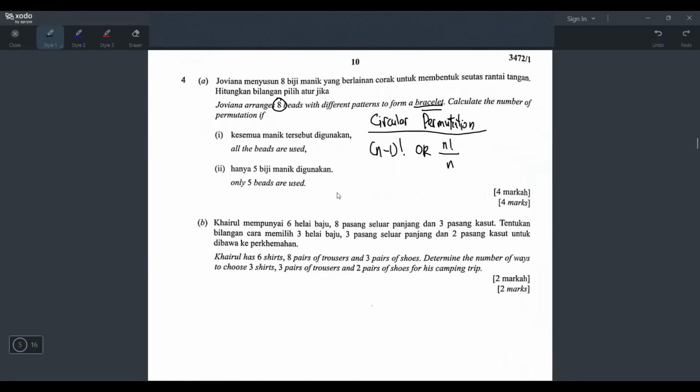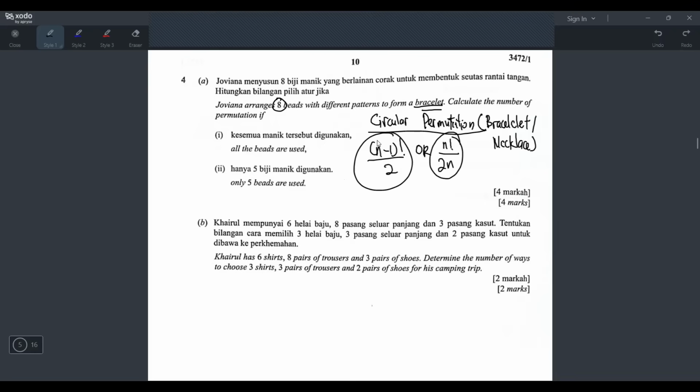For example, if let's say I want to arrange 5 in a circle, then you cannot write 5 factorial. It has to be 5 minus 1 factorial. Or you can also do 5 factorial divide 5. Both these formulas will give you the same answer. Now let's talk about what if it's a bracelet or necklace question. So for a bracelet or necklace question, you have to divide 2.